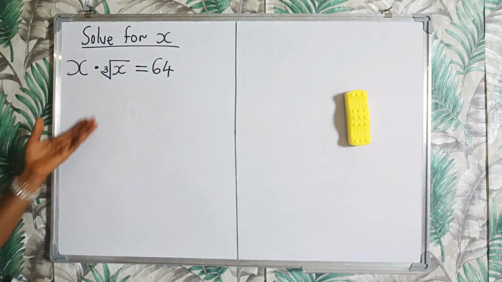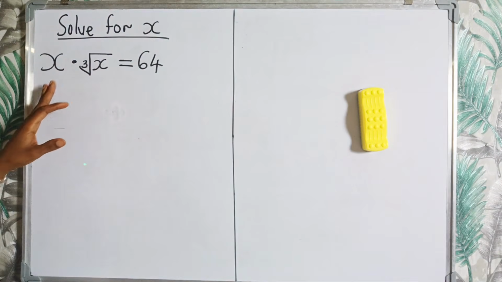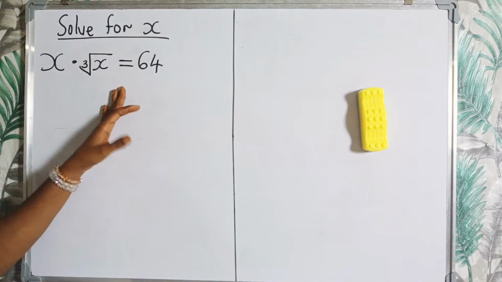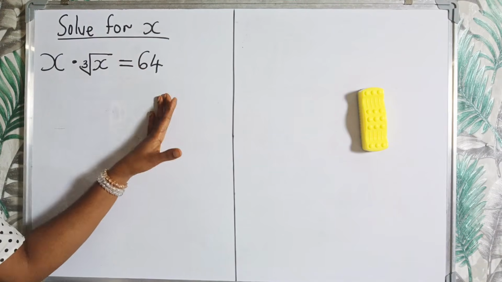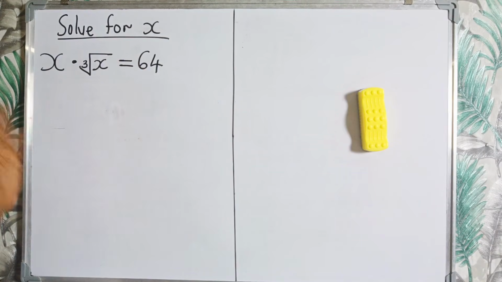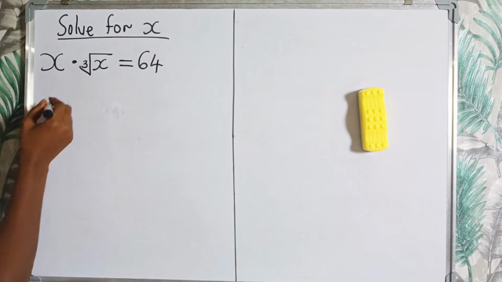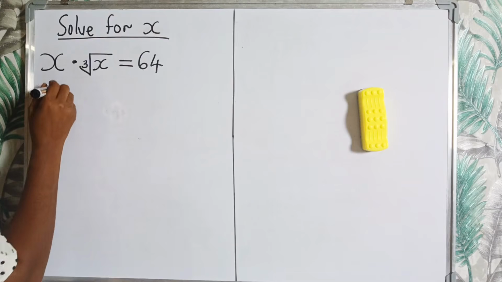So here we have: solve for x. x times the cube root of x is equal to 64. There are different methods to solve this, so we'll just work with one of them. The first thing I will do, let's have a solution here. This is the solution.